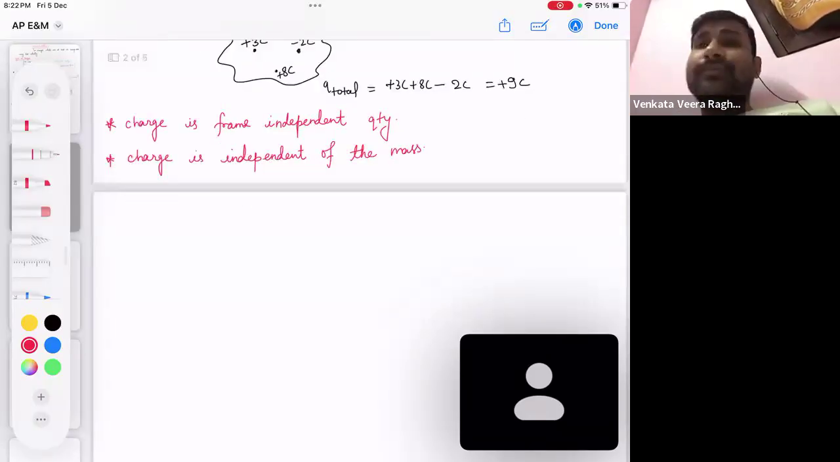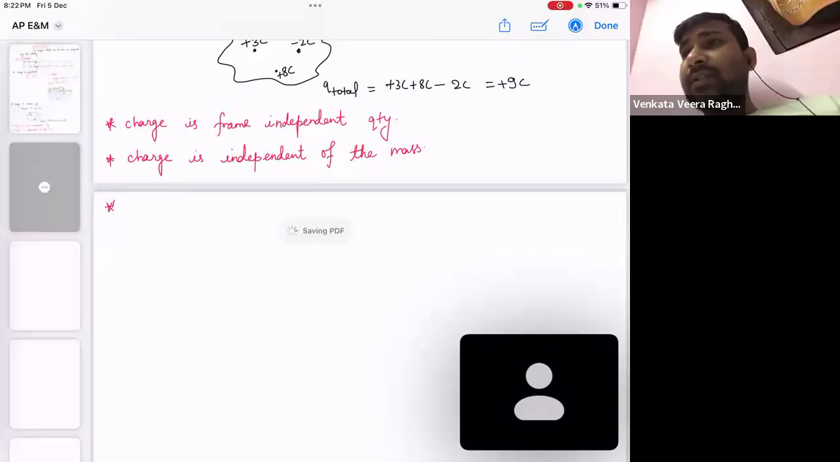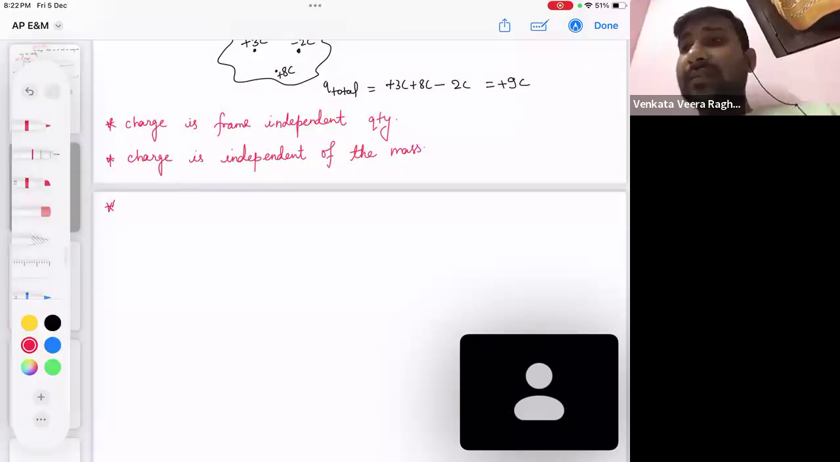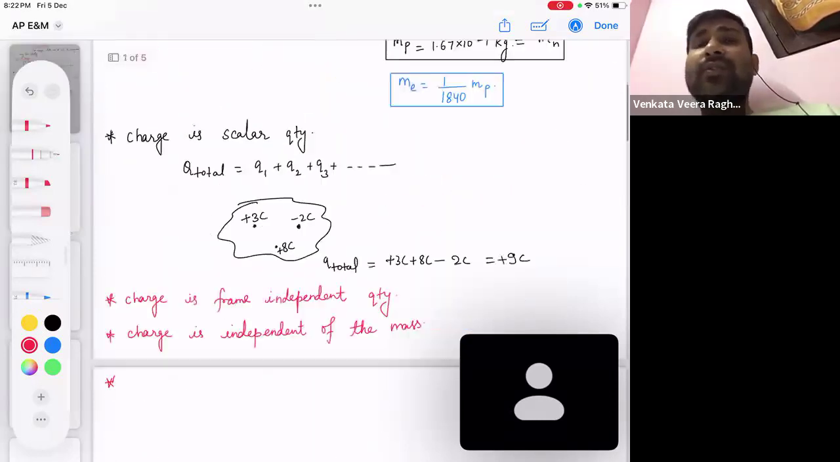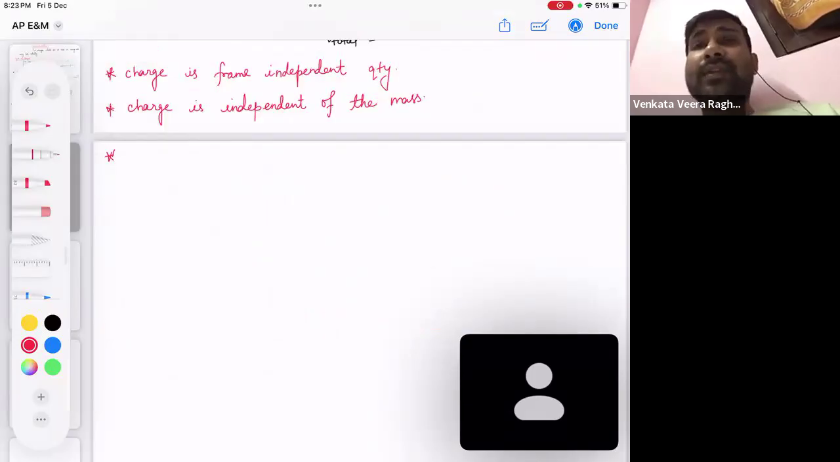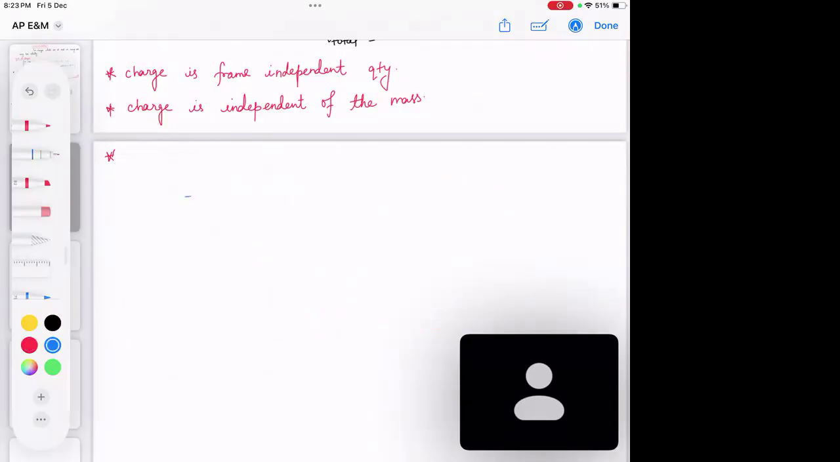Now the next point. Two types of charges are there, positive and negative charges. Whenever these charges are brought close to each other, in front of each other, what will happen? Are they going to apply force on each other? So actually we have two types of forces acting. What are they? Repulsive force and attractive force.